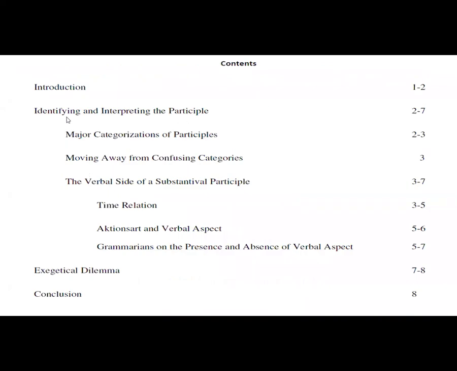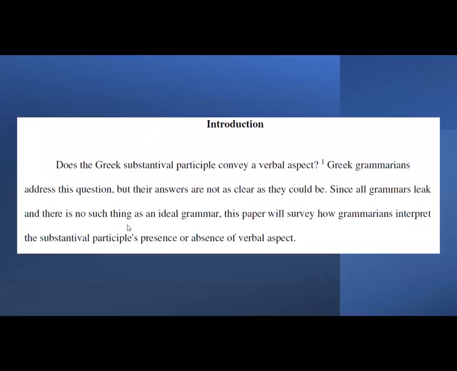Here's the structure: identifying and interpreting the participle, major categories, moving away from confusing categories, the verbal side of a substantive participle, time relation, Aktionsart, and verbal aspect, grammarians on the presence and absence, and an exegetical dilemma, which is from 1 John 5, and the conclusion. So I'm not going to go through all of this. It may come up later on, but I just want to mention my thesis and a few other things. Does the Greek substantive participle convey a verbal aspect? Greek grammarians address this question, but their answers are not as clear as they could be.